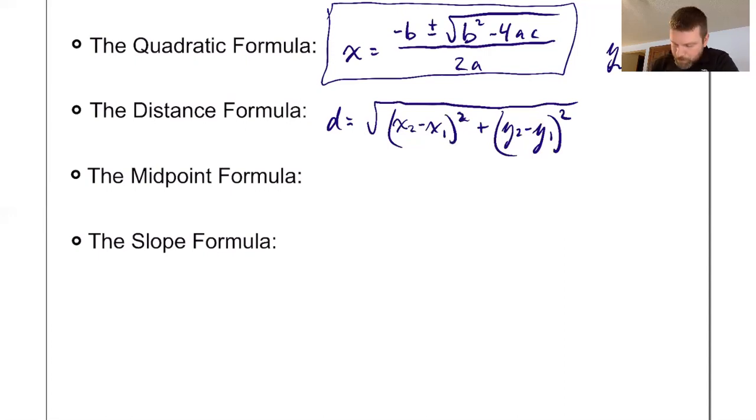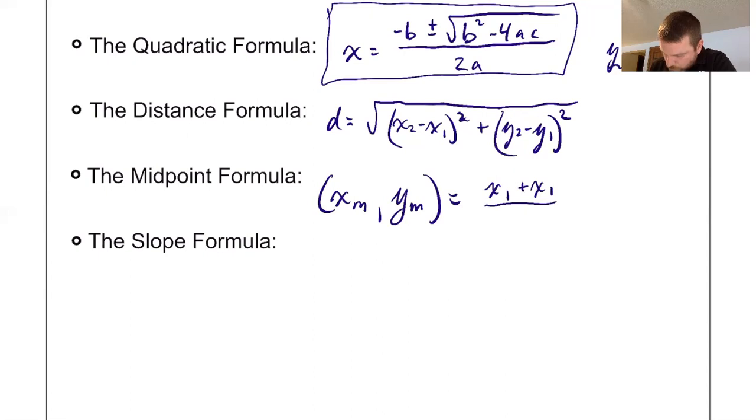Midpoint formula. For any midpoint, let's call it xm for the midpoint and ym for the midpoint. That'll be taking the average value of your x values, so x1 plus x2 all over 2, and the average value of your y values, so y1 plus y2 over 2.